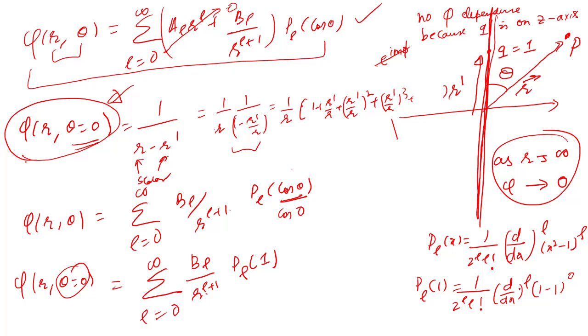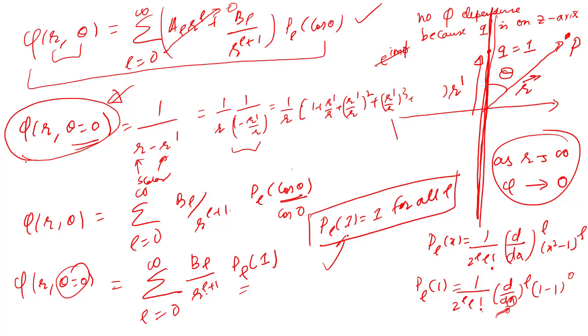And there is this d by dx. This is also 1, so there is no change. So irrespective of which function you pick, which L you pick, P_L of 1 is always equal to 1. So P_L of 1 is equal to 1 for all L. That is the property of Legendre polynomials. So this term is just really 1.